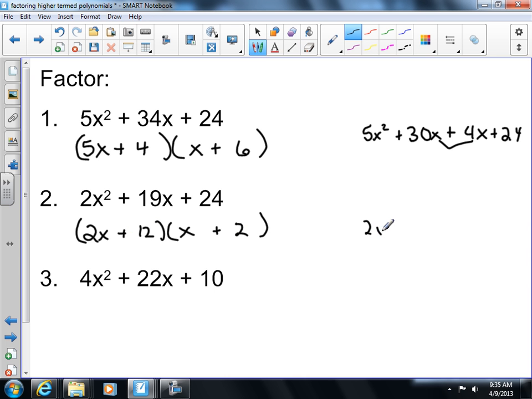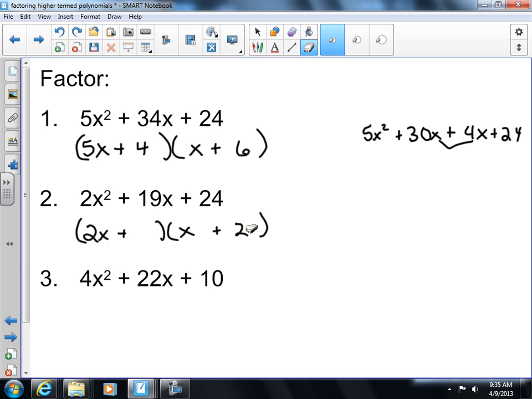Okay, so I have 2x squared plus 4x plus 12x plus 24. Is that going to work? Okay, you want to try switching them? Do you think it'll work if I switch them? Somebody's saying no. Okay, so what do you want to try?